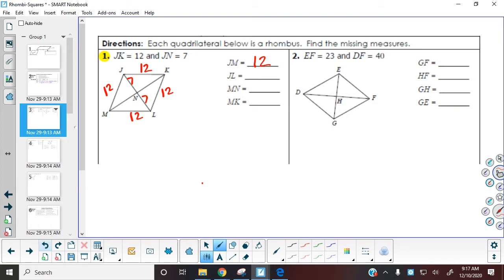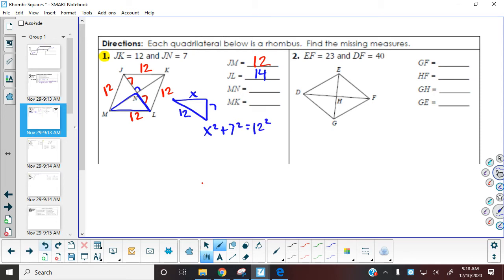We can then also use the idea that because the diagonals are perpendicular, we've got right triangles all the way around. So if we are trying to find JL, we don't have to use the right triangle yet because JL is just that full diagonal. So 7 and 7 is 14. However, once we get to MN, we're going to use that right triangle. So if we look, this is my unknown, this is my 7, and this is my 12. And so when I set up my Pythagorean theorem, 12 is the hypotenuse.